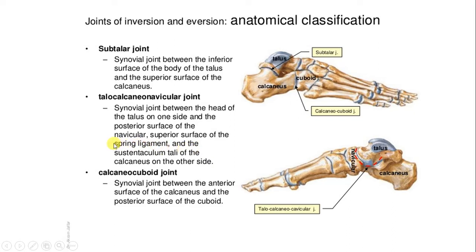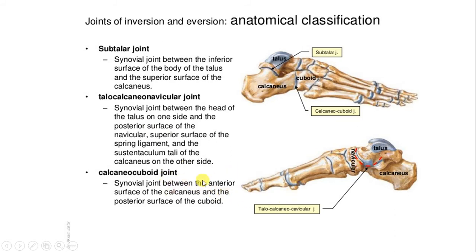Here a special thing that we have learned is that one thing which is not bony but a ligamentous structure, that is the spring ligament, its superior surface, and the sustentaculum tali of the calcaneus on the other side, are making part of the joint. A ligament is making part of the joint.